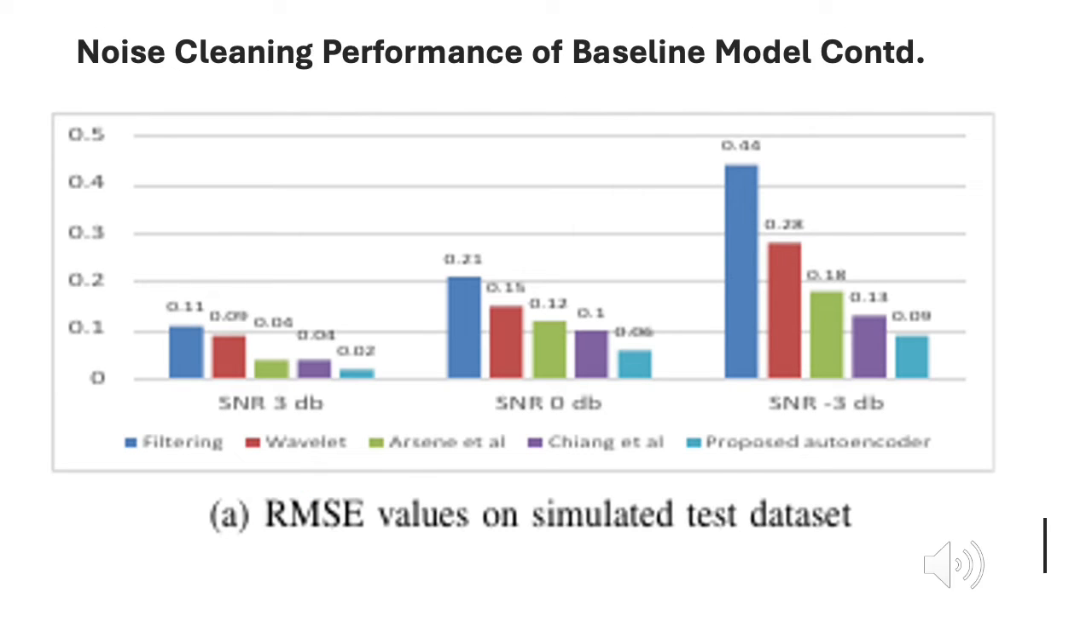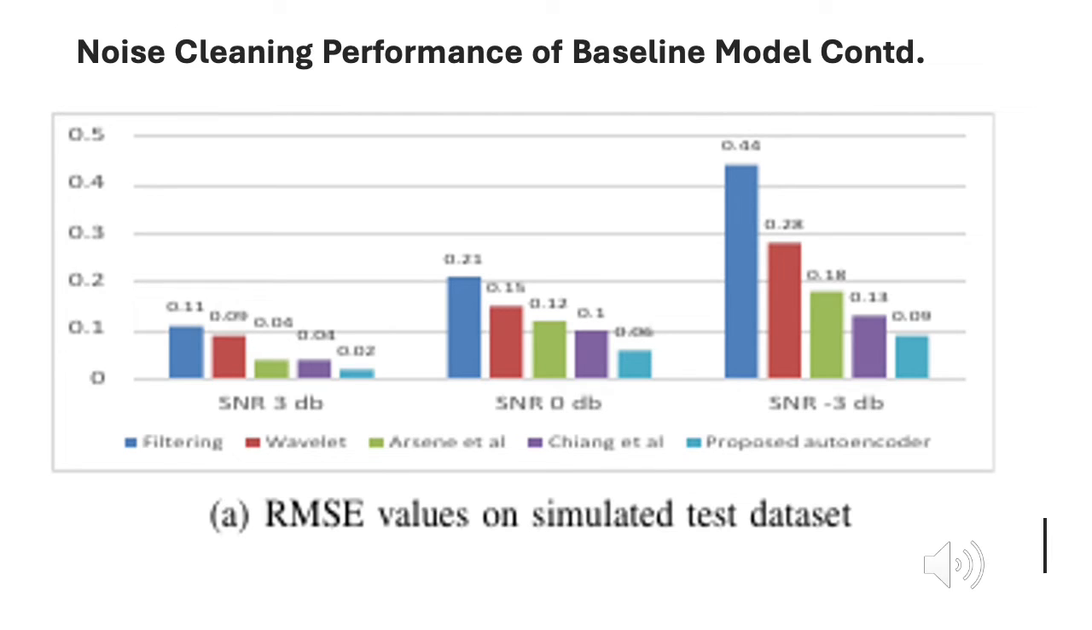The baseline autoencoder is evaluated on a simulated ECG dataset and also on the PhysioNet Challenge 2017 dataset. A detailed quantitative evaluation on the simulated dataset is shown in this figure. Here, the reconstruction loss is reported in terms of root mean square error, RMSE, between the original non-noisy and the cleaned waveforms. The original signals are corrupted by addition of noise in order to achieve SNR of 3 dB, 0 dB and minus 3 dB respectively.